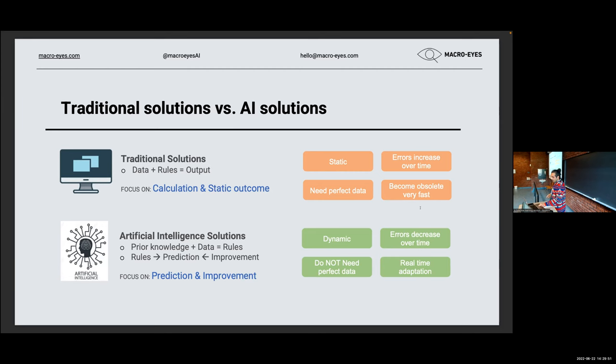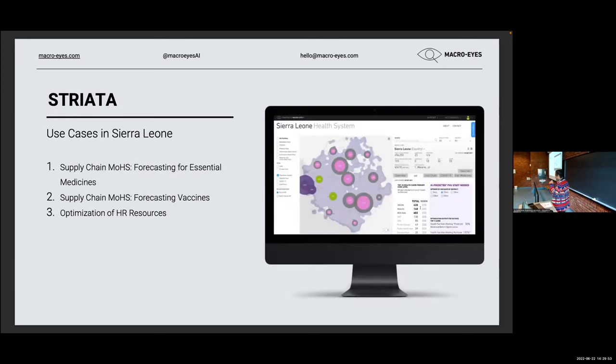Okay, so now I want to go to one of the use cases of our product that we developed and also deployed in Sierra Leone, working with the government of Sierra Leone and MOHS. I will focus on the forecasting we had there, but also just want to mention that we also have HR optimization tools, where we developed a solution for re-staffing the different health facilities to make sure that all the medical care is supported.